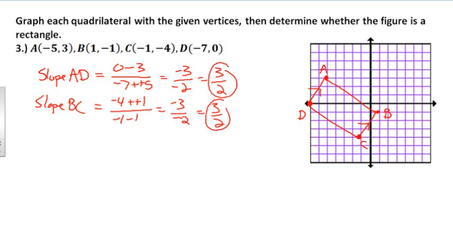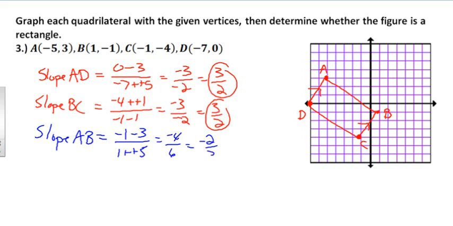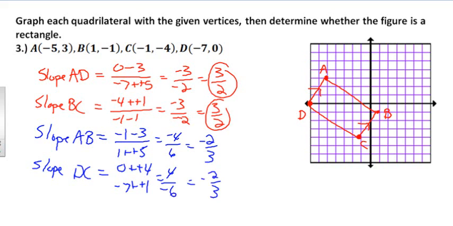I'm going to do that same thing with the other set of sides, the slope of AB. When I take A and B and I subtract the y values and subtract the x values, I get -4/6, which is -2/3. And I get the slope of DC by doing 0 minus -4 over -7 minus -1. I get 4 over -6, which is also -2/3. So I've shown that those other sets of sides are parallel to each other.